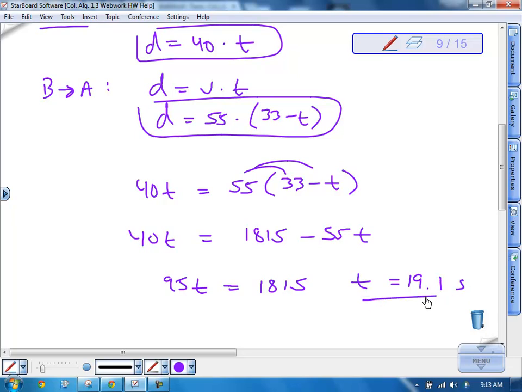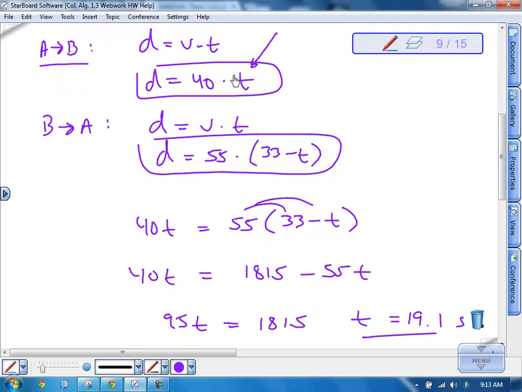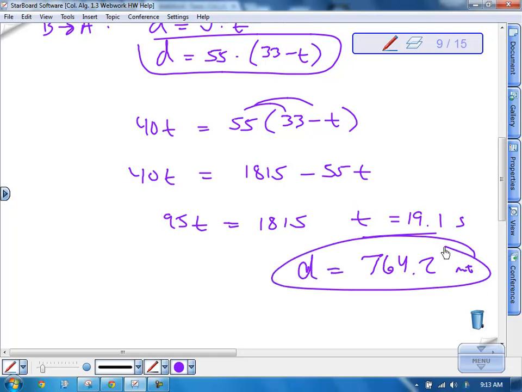I'm going to keep that in my calculator because they didn't ask for time on the way there. This is time on the way there because it solves this t right there. So that's time on the way there, but they asked for distance. So I'm going to take time on the way there times 40 to get the distance. You multiply it by 40, that gives you 764 miles, 764.2 for the distance on the way there, which is the same as on the way back.